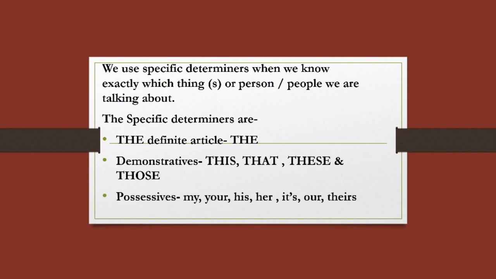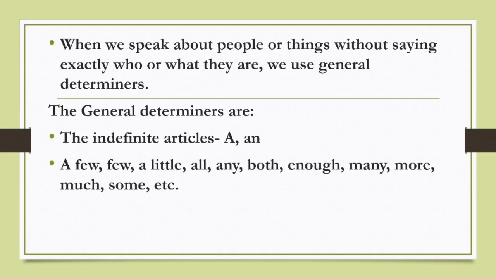Okay, now let's know about general determiners. When we speak about people or things without saying exactly who or what they are, we use general determiners. As the word suggests, general, right, which is not particular, right? Okay, so when we speak about people or things which are not particular, without saying exactly who or what they are, then we use general determiners. Now general determiners include what? The indefinite articles. Which are the indefinite articles? A and an, right? And it also includes a few, little, all, any, both, enough, many, more, much, some, etc. That means quantifiers. They also include quantifiers. Okay, these all are quantifiers. We have seen it in our previous part of the video. So these are general determiners.